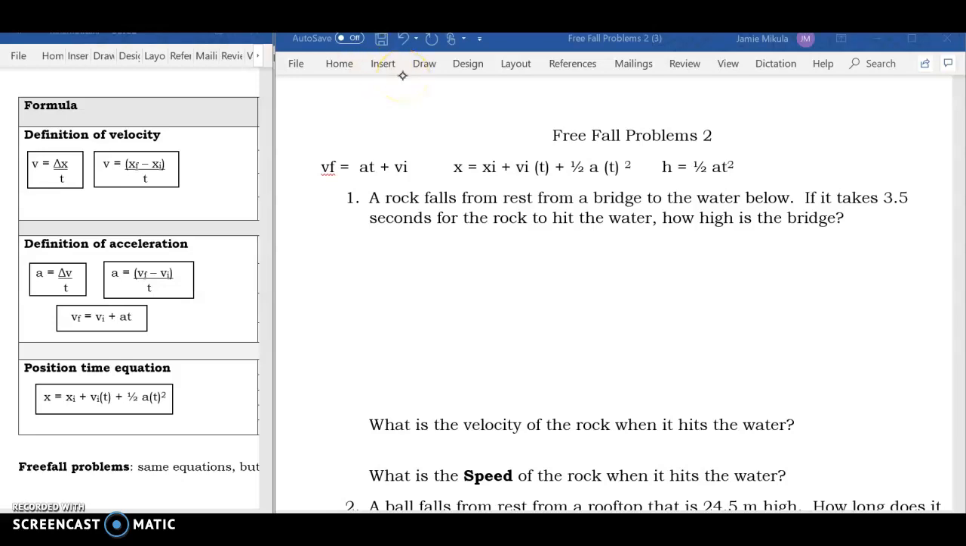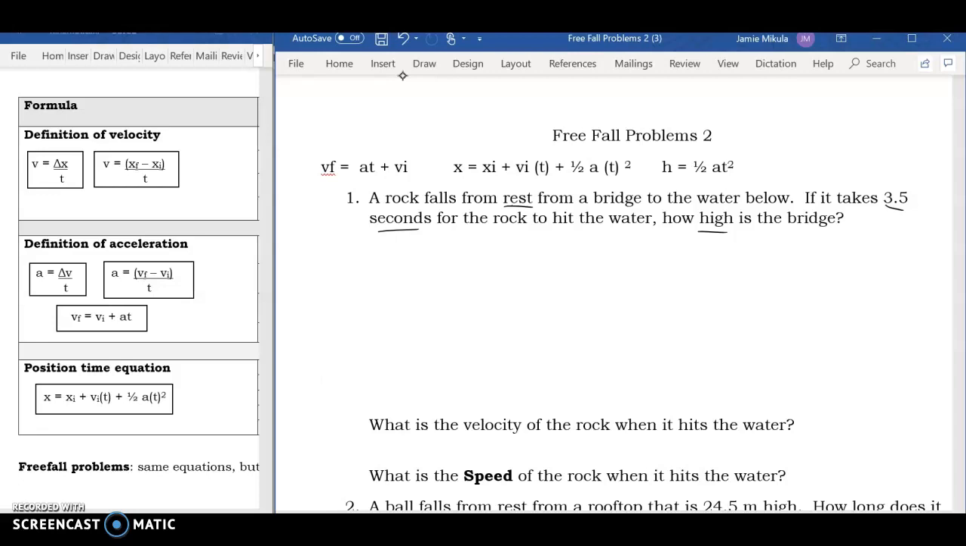All right, these are the free fall problems set 2 that Coach Pfaff has posted as an assignment. Number 1 says a rock falls from rest from a bridge to the water below. If it takes 3.5 seconds for the rock to hit the water, how high is the bridge?